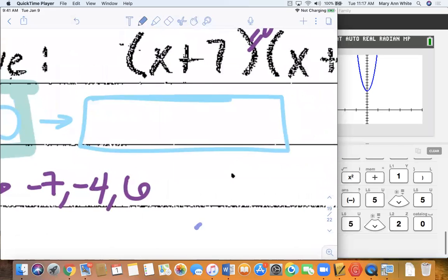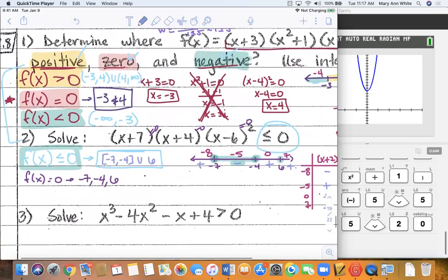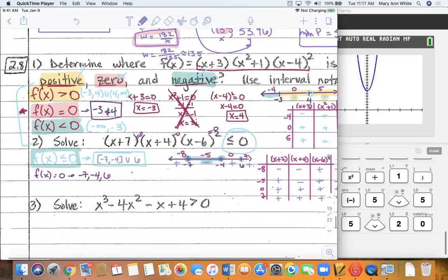The first one's easy. We know that if we're including -7 through -4, we use brackets and we put a comma in between them. Since there's no interval with 6, we just put 6 by itself. Not in a parentheses, not in a bracket, not anything crazy. I guess technically you could use these little braces, but we are not in like advanced linear algebra, so I'm not doing that with you guys. If you want to major in math in college, you can do that then.